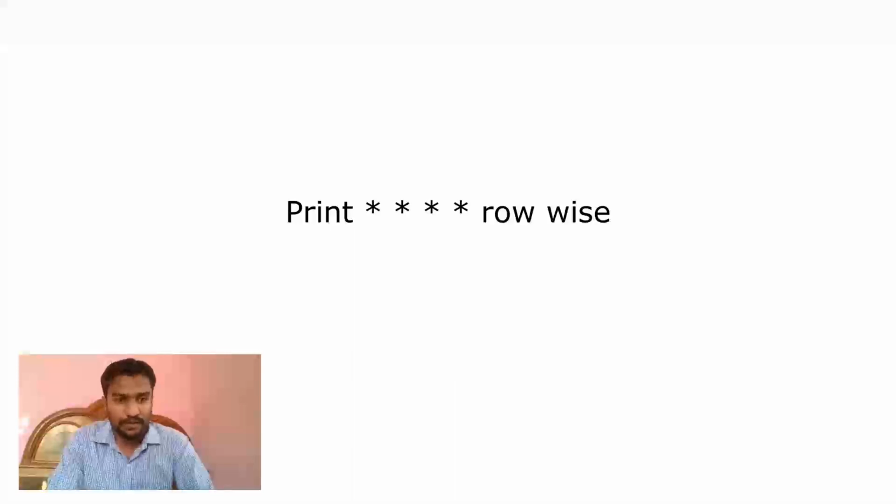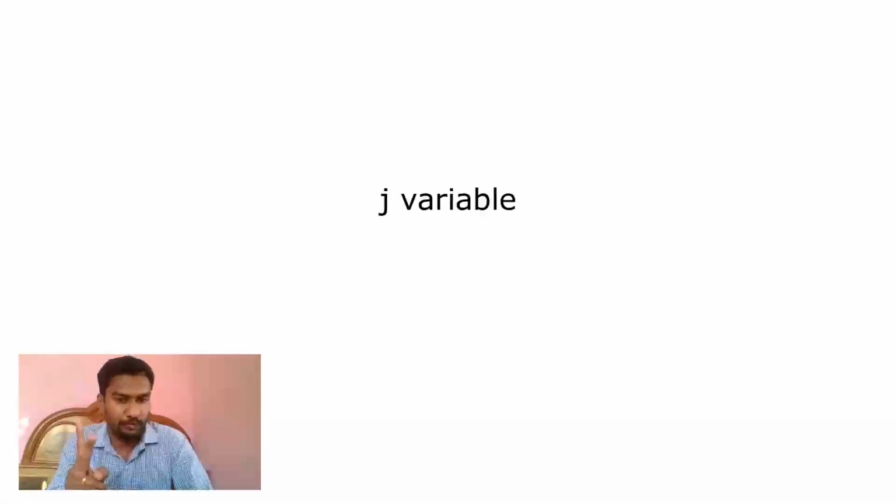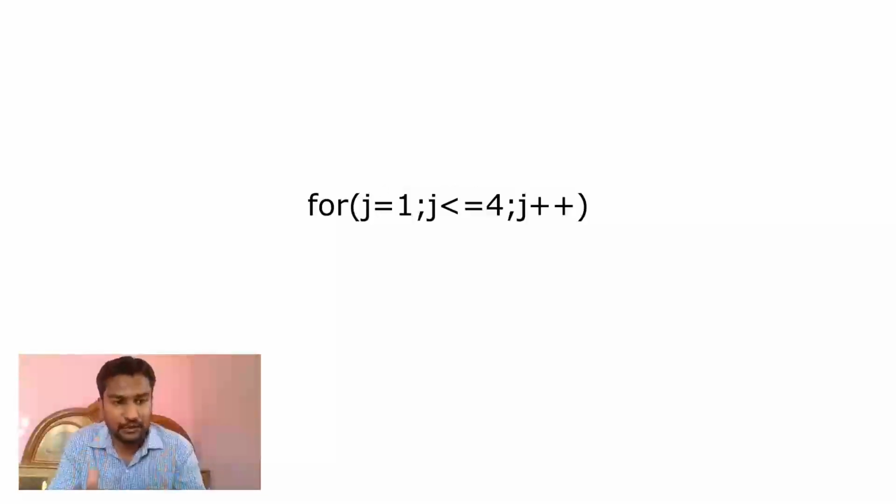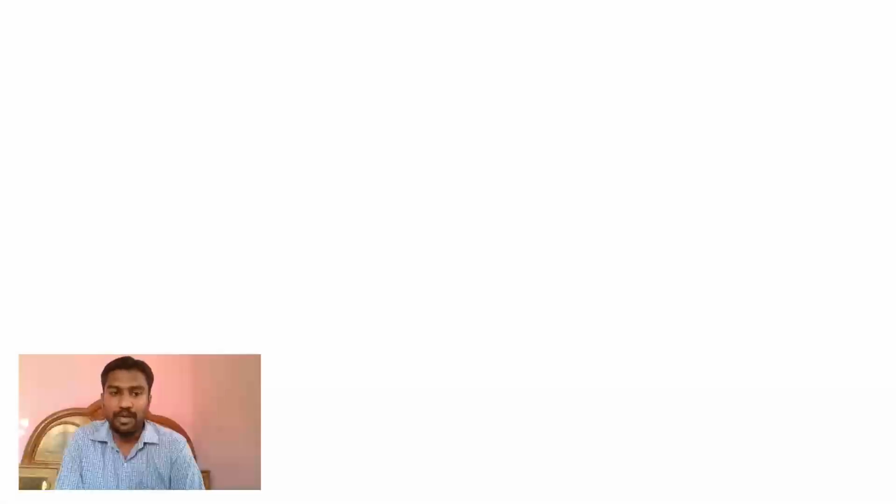Now if we concentrate on each row, we have to print 4 stars. That means to print a star we require a second loop. So to have the second loop, we will take the second variable as j: for (j = 1; j <= 4; j++), followed by the closing bracket. Now it will start printing column-wise.